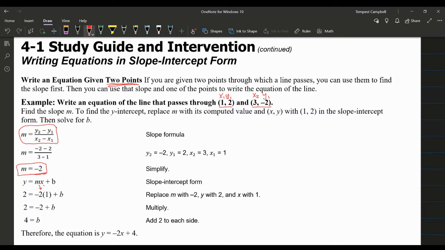Then we're going to just pick one point. It doesn't matter which point. So if we picked our first point, we're going to plug in 1 for x, 2 for y. We get 4 equals b.